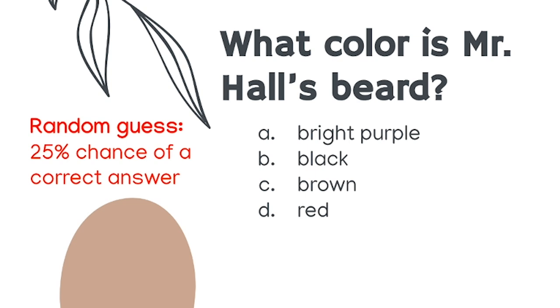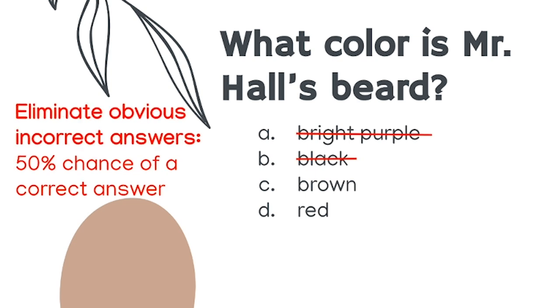And so I want to try to up my chances of getting it correct. So I will eliminate obviously silly or incorrect answers that are just put there to distract me. So I know that Mr. Hall's beard is not bright purple, and I know it is not black, but it could be brown and it could be red. So by eliminating the ones I know are wrong, I now have upped my chances to 50-50 if I chose at random.